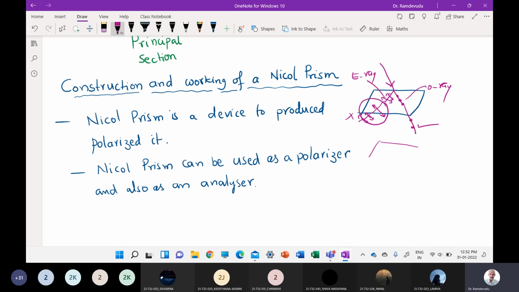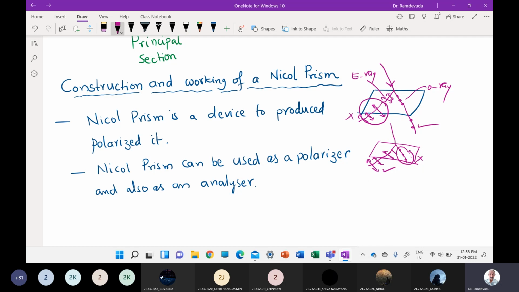If only one is coming, then it is a plane polarized light. Otherwise, I take a doubly refracting crystal cut in a principal section, and light is falling on it. Suppose it is split into two parts, having vibrations in the perpendicular direction called the O ray, and also the E ray having vibrations parallel to this. Then I take this O ray to be contained within the crystal. It will not come out, but this will come out. So the light that is coming out of the crystal is a plane polarized light.